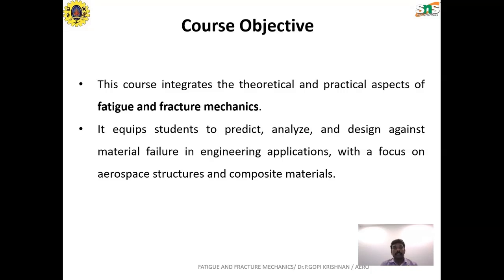So the main objective of this course is that the students can get the reason for how the material is failed and under what conditions the material gets failed, even though the stress level is very low, but still the material gets failed in some applications, and how the failure occurs and what are the reasons behind it. And especially this objective is focused on the aerospace structures and the composite materials.